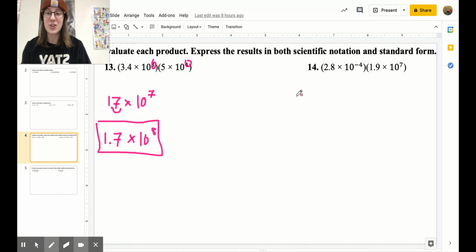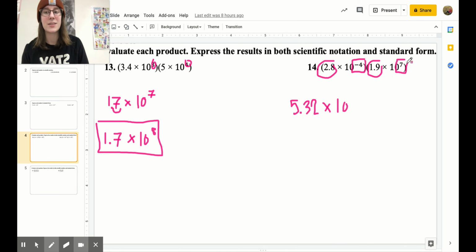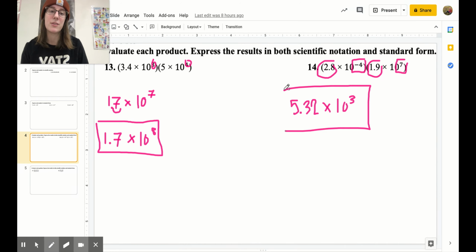For 14, I'm going to try that one with you as well. Again, you're going to combine your 2.8 and your 1.9 first. You're going to multiply them. 1.9 times 2.8 in your calculator, and it is 5.32. You can do a little bit of a happy dance because we don't even have to fix this one, because there's only one number in front of the decimal. Times 10 to the power, I need to add up the exponents. I have a minus 4 and a 7. 7 minus 4, that's simple enough, 3. And that's all you have to do for that problem.